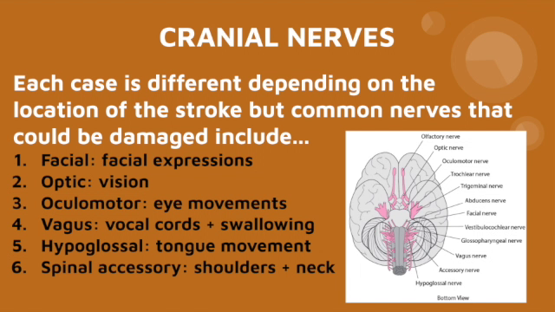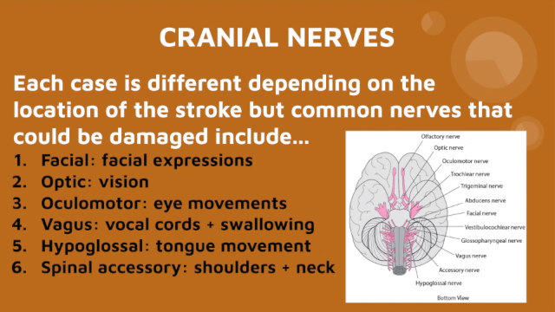So when a stroke occurs, what cranial nerves are being affected? Well, each case is different depending on the location of the stroke, but common nerves that could be damaged include your facial, which includes your facial expressions, your optic nerve, which is in charge of your vision, your oculomotor, which is in charge of eye movements, your vagus, which controls your vocal cords and swallowing, the hypoglossal, which is your tongue movement, or your spinal accessory, which controls your shoulders and neck. And you can also check out the picture there on the right to get an idea of where all of those nerves are located.